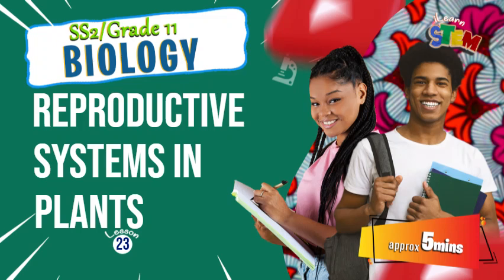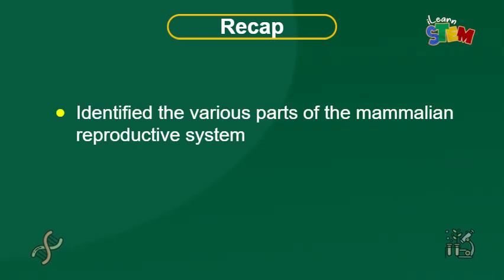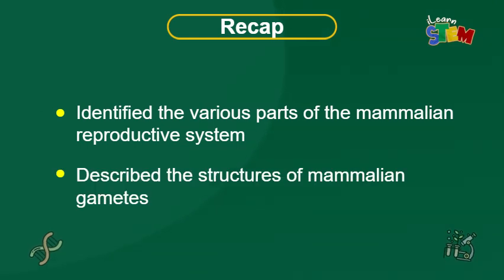Today's lesson is on reproductive systems in plants. We will be looking into the colorful world of flowers. Before we proceed, let's review what we learned in our last lesson. In our previous lesson, we identified the various parts of the mammalian reproductive system. And we also described the structures of mammalian gametes.